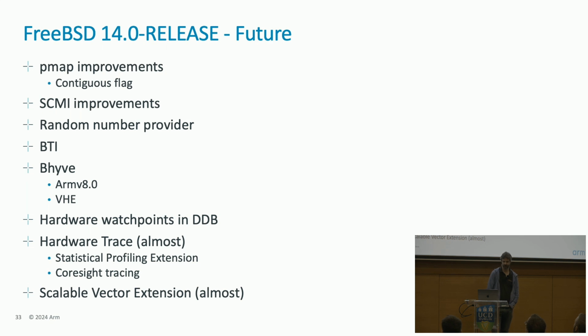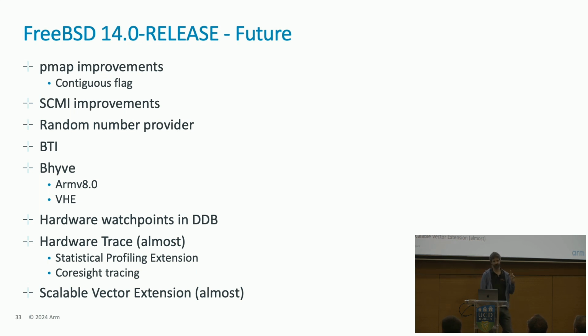Random number provider, BTI, which is when you jump into a function, it has to be on a specific instruction. You can't just jump into the middle of a function. We also have bhyve support. So most of your ARM hardware, except for Ampere eMAG, should just work. Ampere eMAG is known to be buggy, or FreeBSD on Ampere eMAG is known to be buggy.